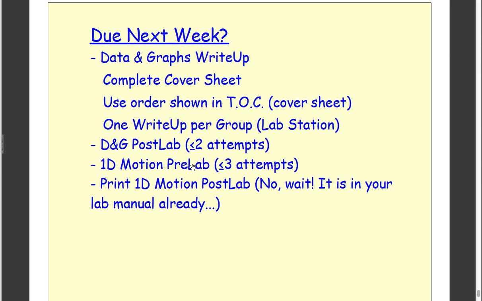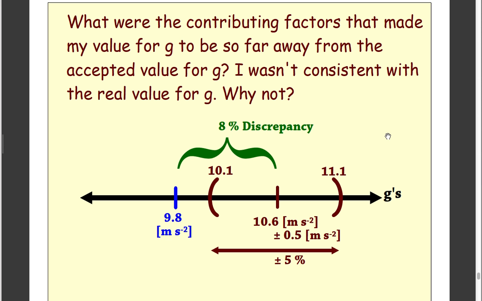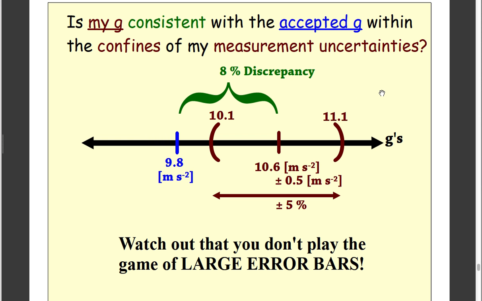And then you have the next pre-lab. That's due. And then you should print out the next post-lab to have it in class. Oh, wait. If your next post-lab is 1D motion, that post-lab is actually in your manual already. So I hope this has helped you build this graphic to describe the consistency between your G and the accepted G.